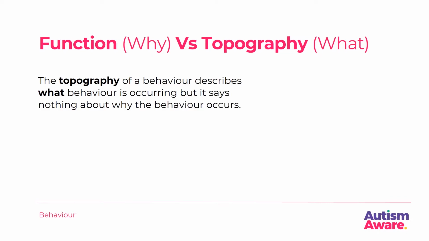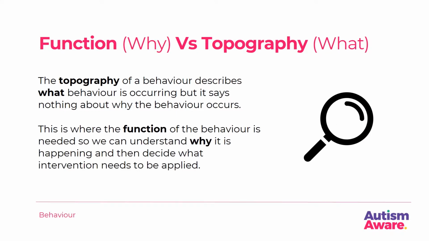Function versus topography. The topography of a behaviour describes what behaviour is occurring, but it says nothing about why the behaviour occurs. This is where the function of behaviour is needed, so we can understand why it is happening, and then decide what intervention needs to be applied.